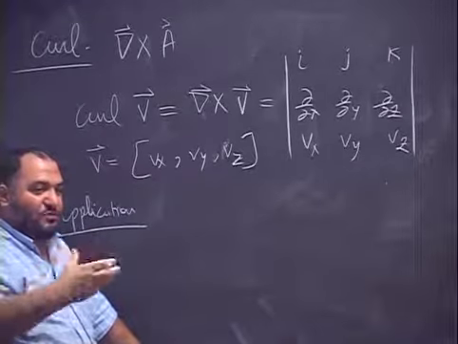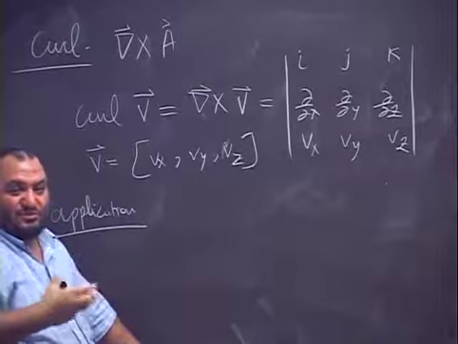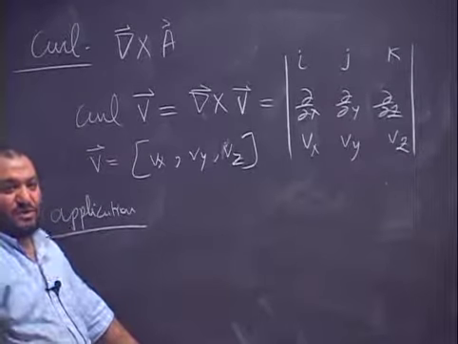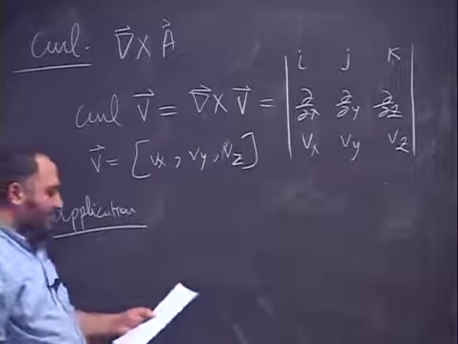Just the net outflow of whatever quantity of interest that you're taking the divergence of, let's say rho V or whatever. Now what about the curl? What does curl mean?